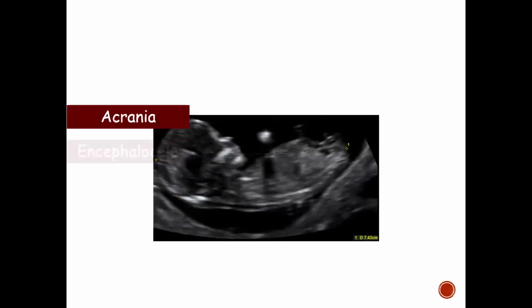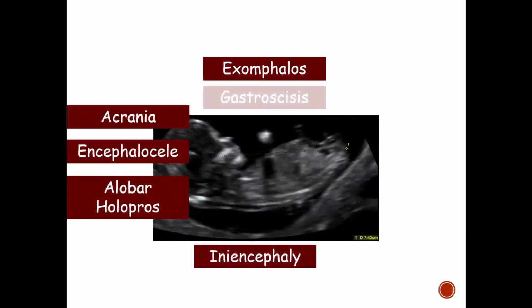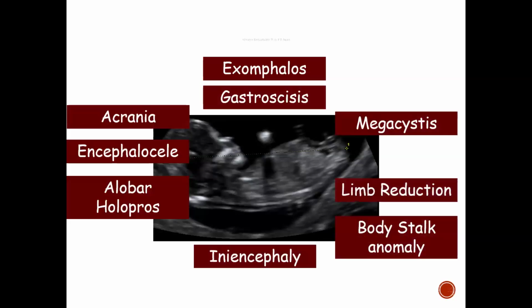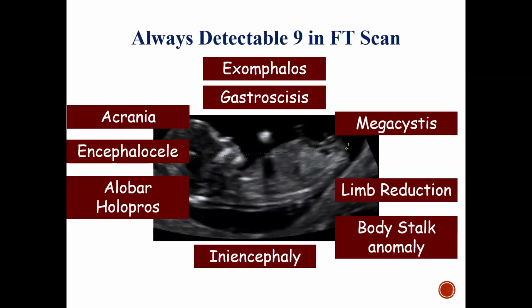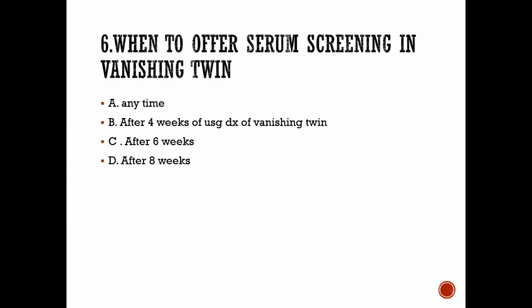Besides chromosomal abnormality risk assessment, the NT scan can also detect 9 major abnormalities like acrania, encephalocele, alobar holoprosencephaly, exomphalos, gastroschisis, megacystis, limb reduction defect, body stalk anomaly, and anencephaly. So that's why the NT scan is very important.